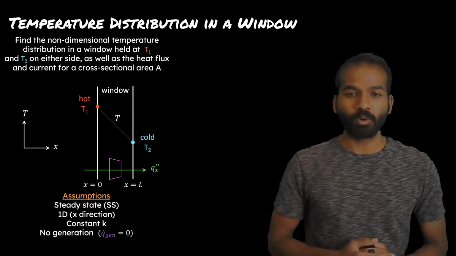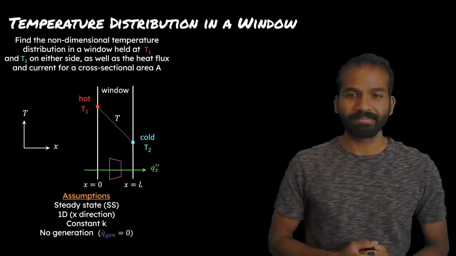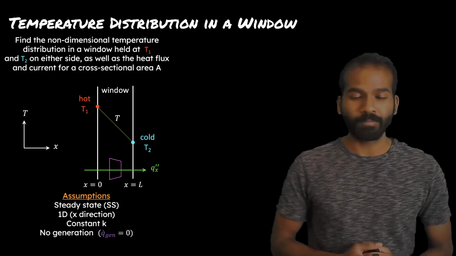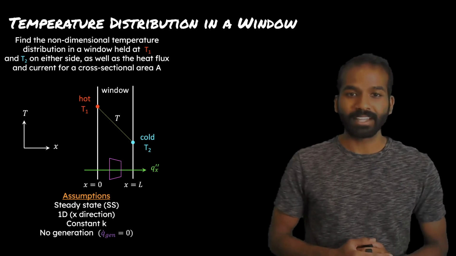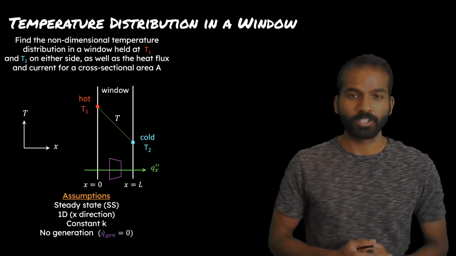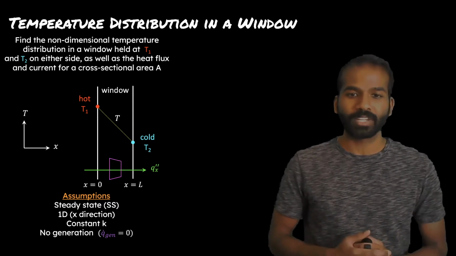The assumptions that we will apply are that we are at steady state, that this is a one-dimensional problem in which we are solving for heat transfer in the x direction, that we have constant thermal conductivity, and no generation term. In other words, the window itself is not creating heat.